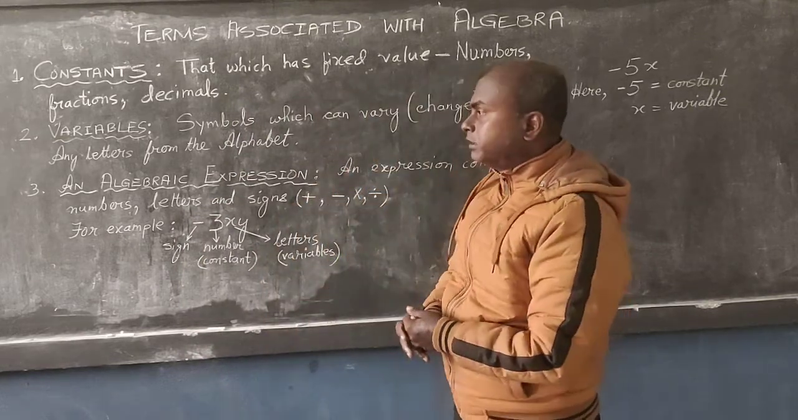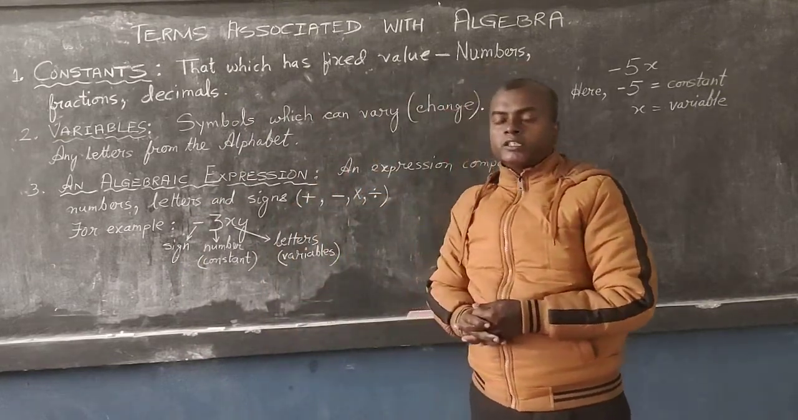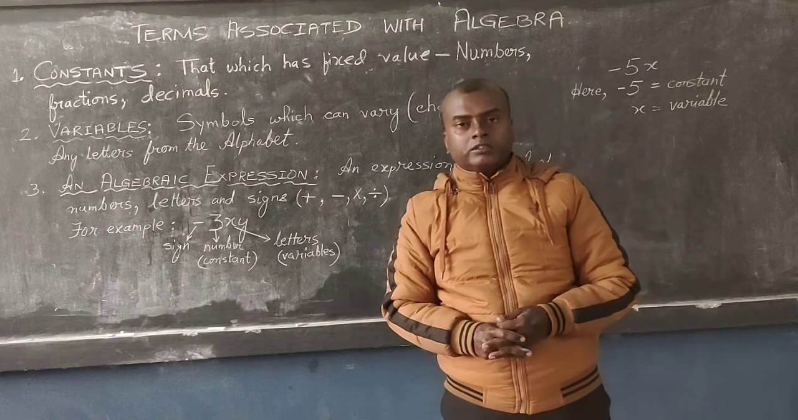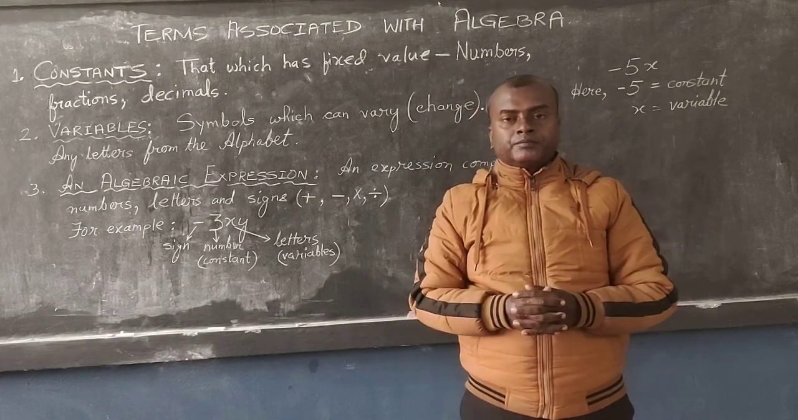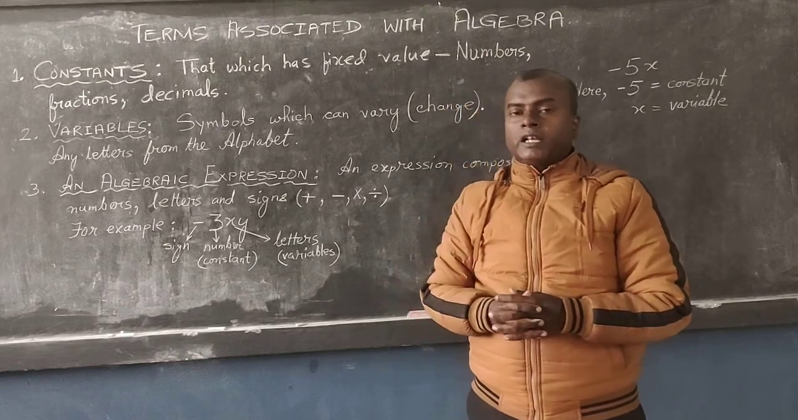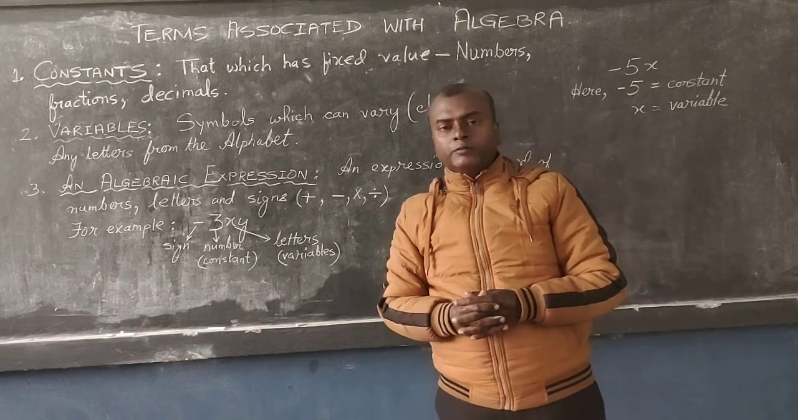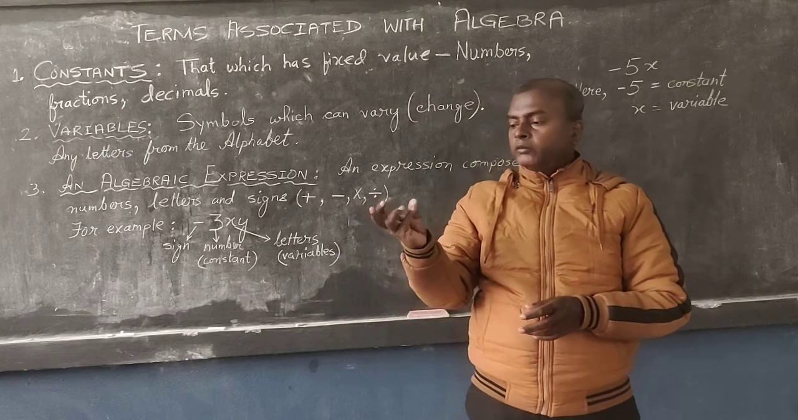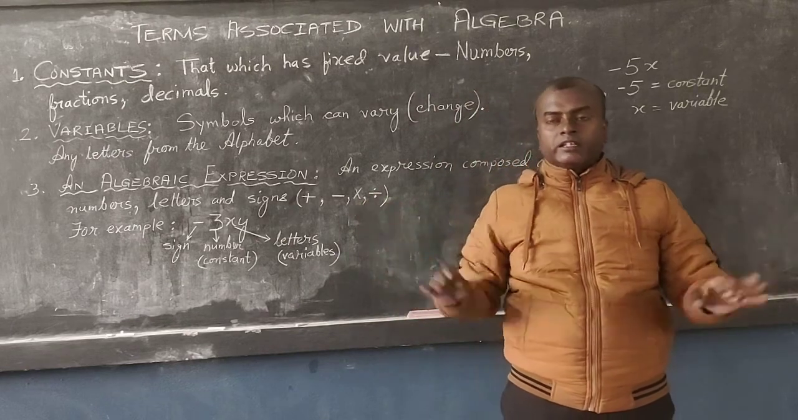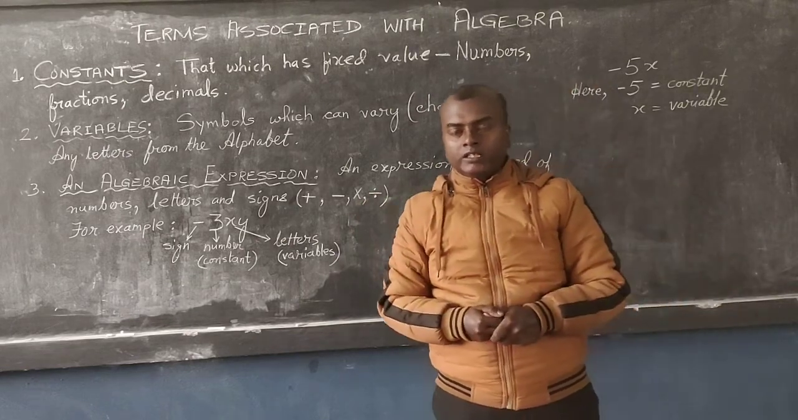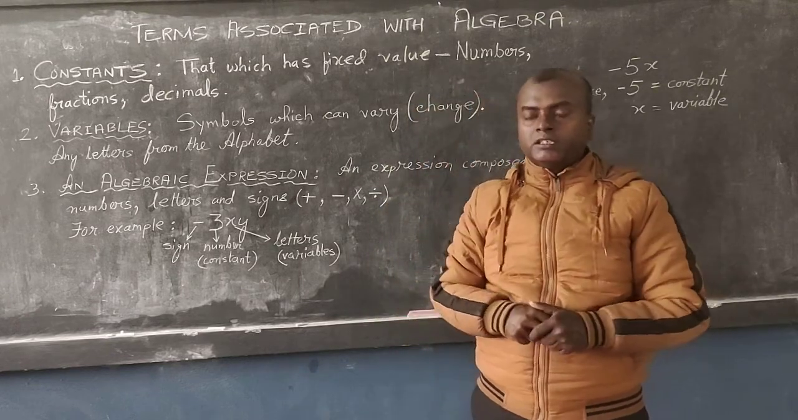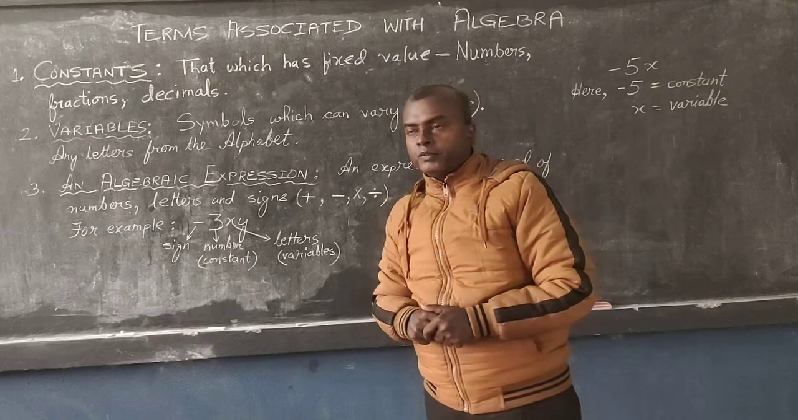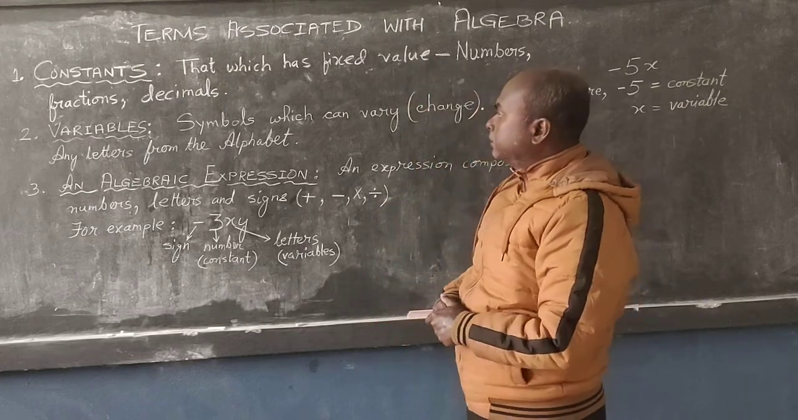What are constants? The English meaning of constant is something which does not change. Its value remains fixed. So if I say 9, 9 refers to 1, 2, 3, 4, 5, 6, 7, 8, 9. It is 9. It cannot be 19 or 29. It cannot be 8. It cannot be 10. It has a fixed assigned numerical value. 9 is a constant number.